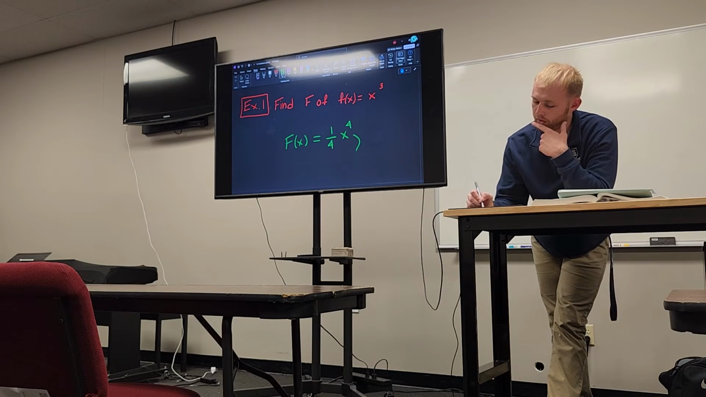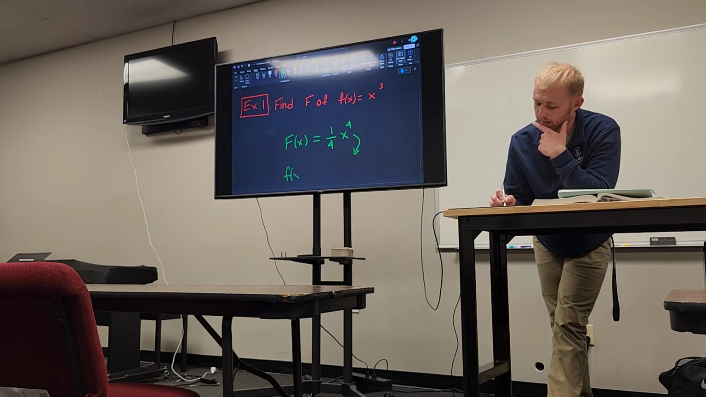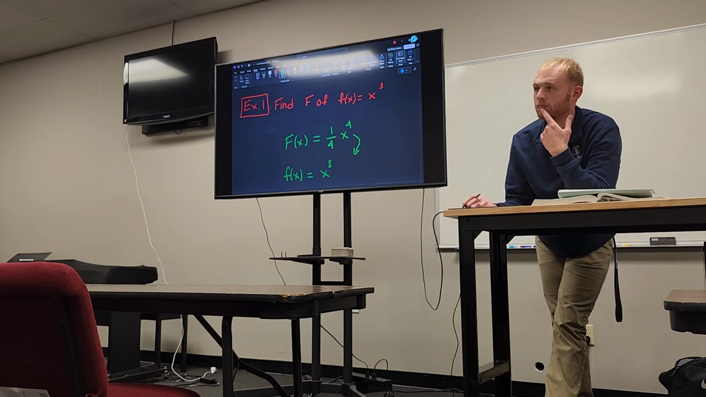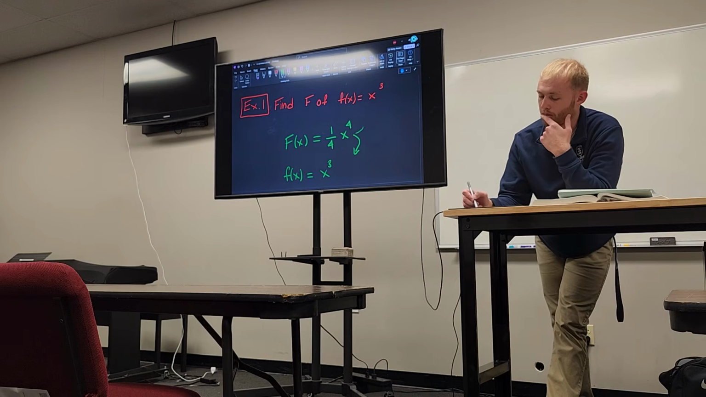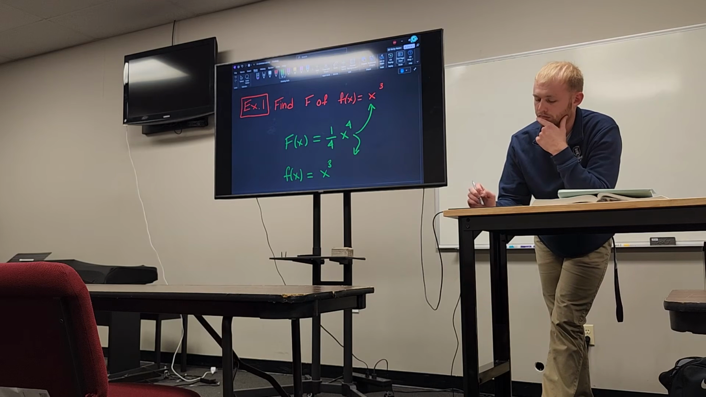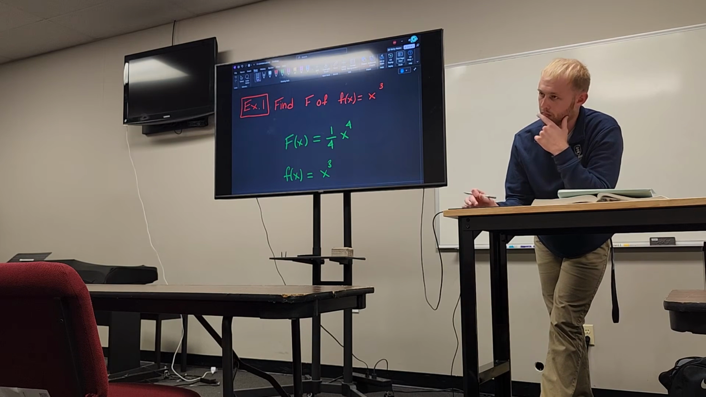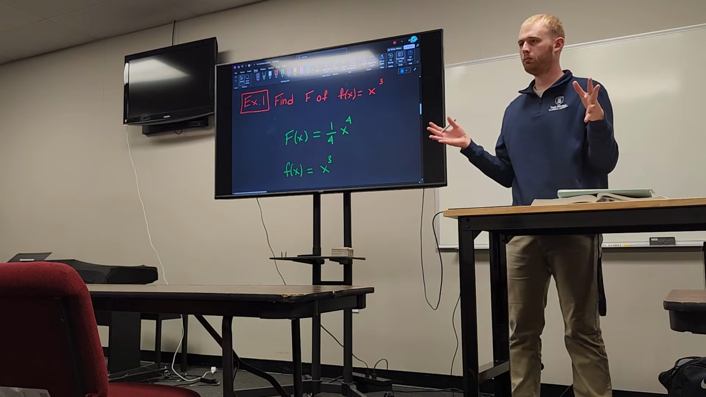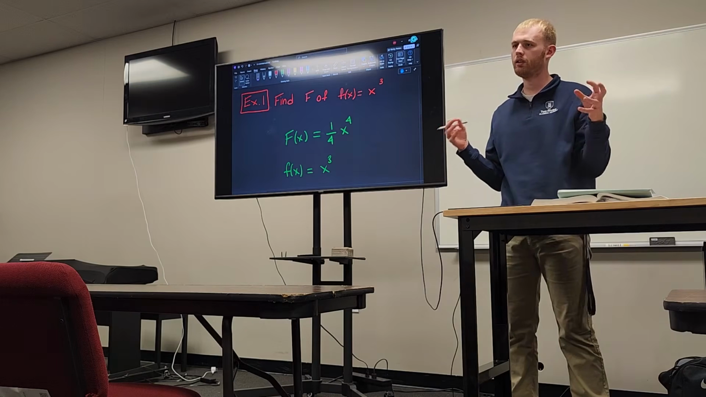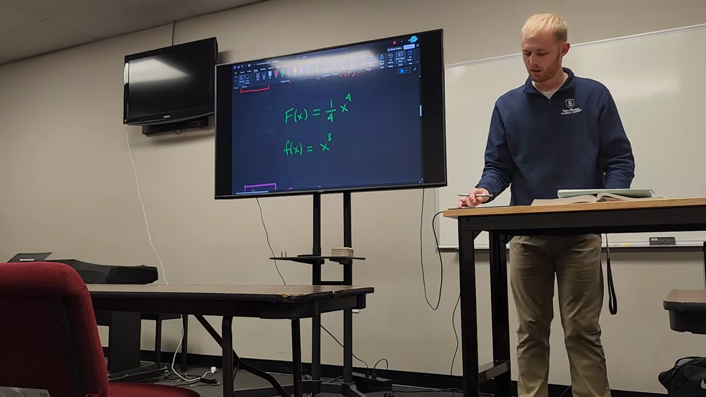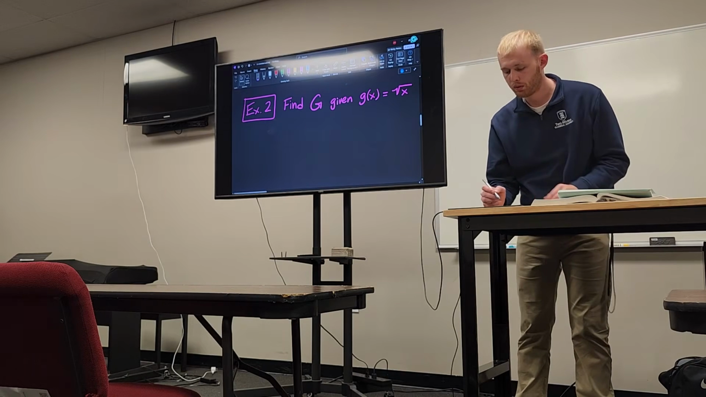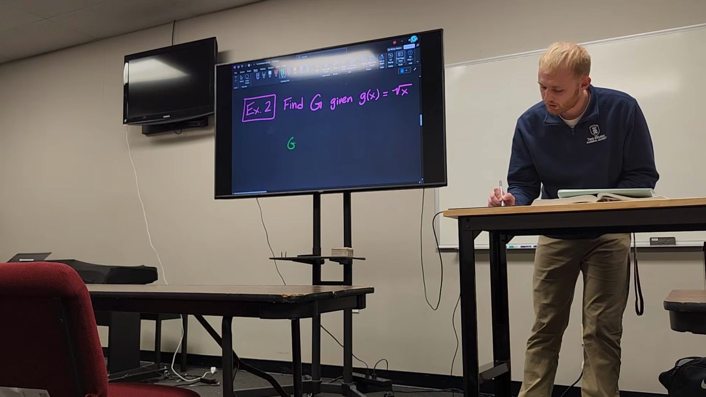So if I took the derivative of this, it's really easy to see how this will become x to the third, which is where we started. Okay? The idea is simple, but you have to think a little harder about what your coefficients are. Let's do a harder one. Find g, when g of x is the square root of x.